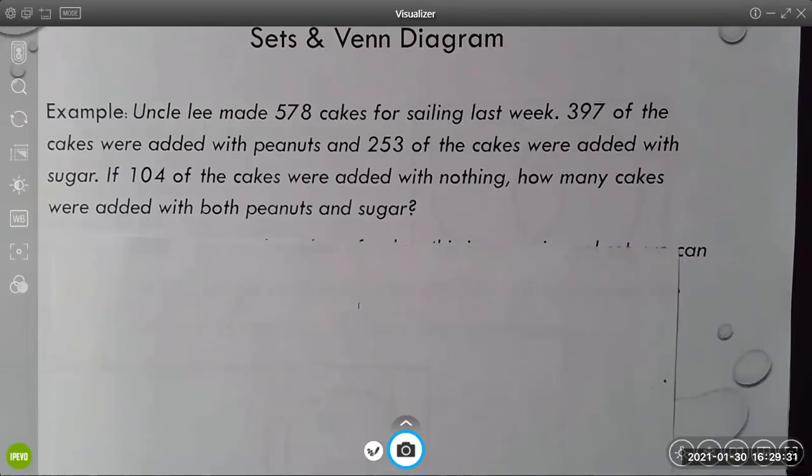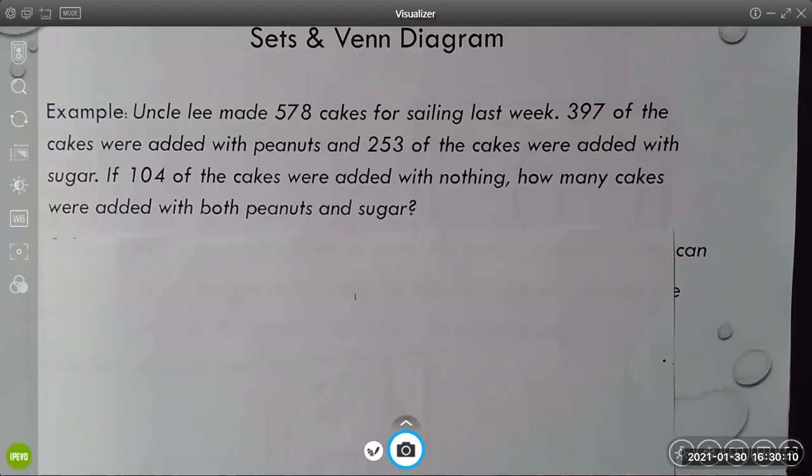Now, this is a scenario pretty much like the last one. Uncle Lee had 578 cakes in total, just like those 50 students in total, right? Some of these cakes were added with peanuts, some were added with sugar, just like some students like red jelly beans and some like green jelly beans. And some cakes were added with both sugar and peanuts, like some students like both colors of jelly beans. So it's exactly the same scenario.